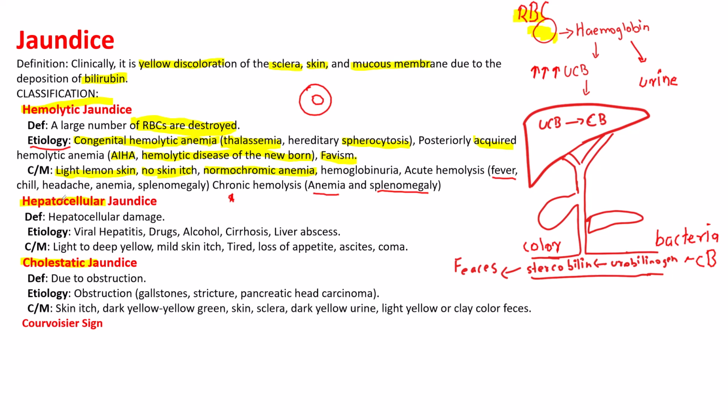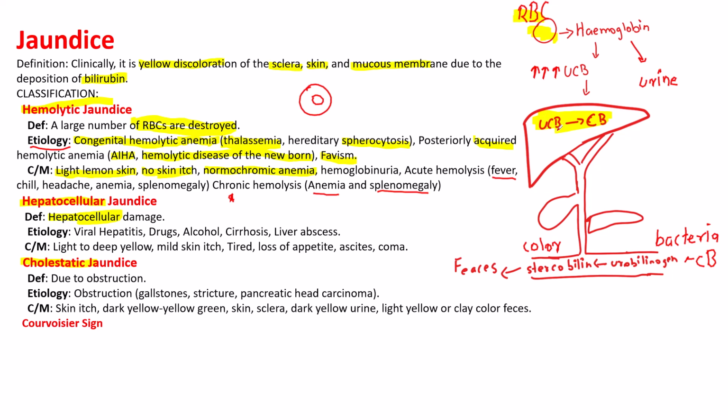First, we will discuss the hepatocellular jaundice. Hepatocellular jaundice is due to hepatocellular damage. It means that in hemolytic jaundice the problem is in the red blood cell, but here the red blood cells are normal and the problem is in the liver. Our liver, due to some diseases like cirrhosis, liver abscess, hepatitis, is not able to convert the unconjugated bilirubin to conjugated bilirubin.